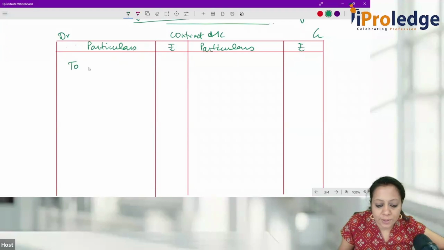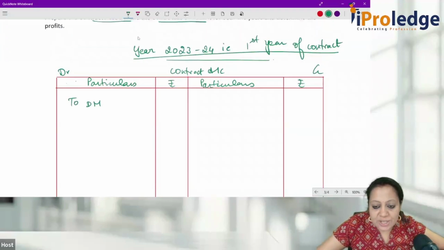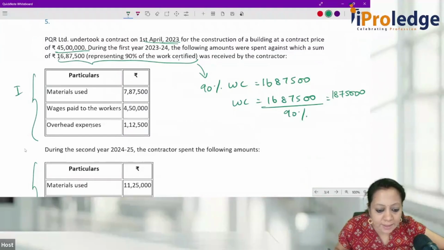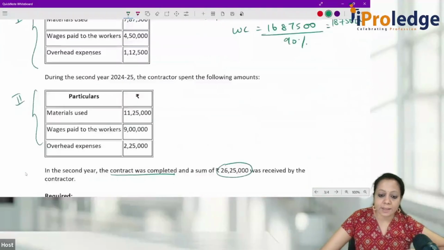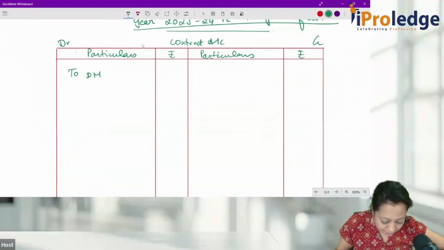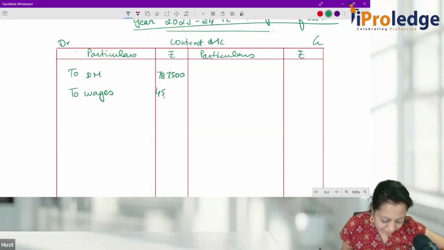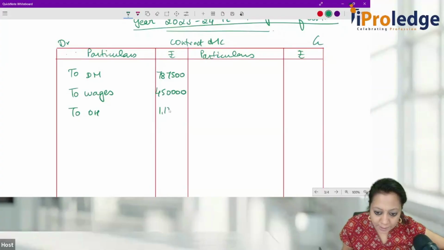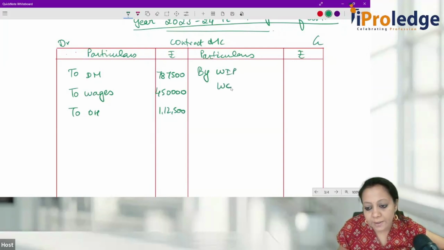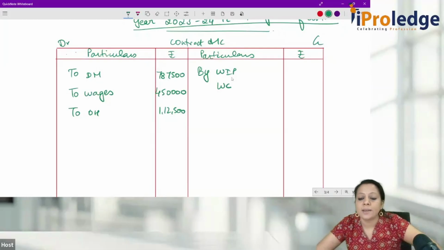Now we will start. For direct material, all the information is given: this is for the first year, this is for the second year. We will just substitute now. Direct material is going to be 7,87,500. Wages is going to be 4,50,000. Overheads is 1,12,500. For work in progress, work certified and uncertified, there is no information.